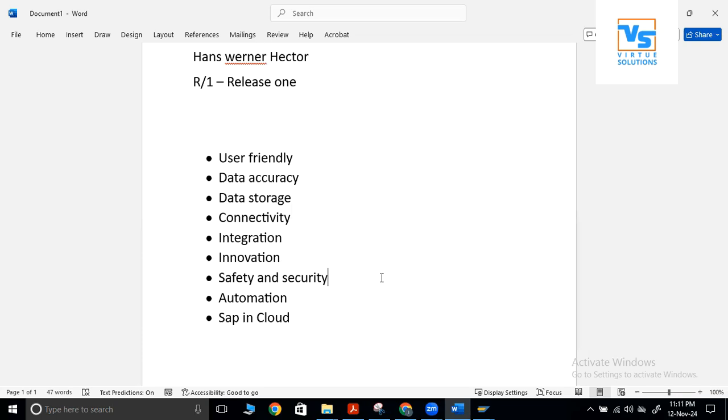Suppose unfortunately there is some fire, some flood, or the laptop has been stolen, then what will happen? Can data be leaked, damaged, or misused? The answer is no, because the server is not in your laptop. The server is at a different place, at the client place.